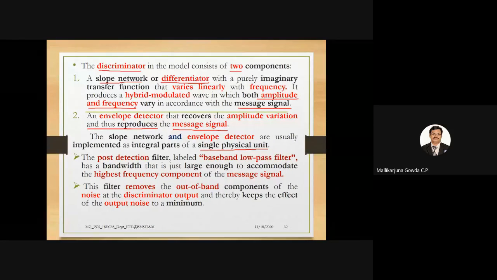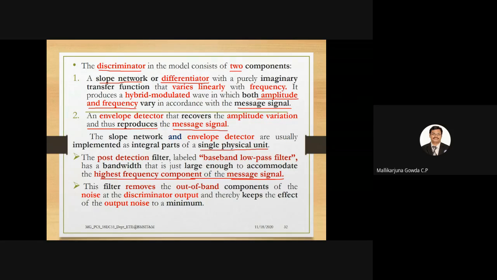We call it a baseband low pass filter, and that filter will have a bandwidth that is large enough to accommodate the highest frequency component of the message signal, meaning its bandwidth is limited to the highest frequency component of the message signal. So this baseband low pass filter will remove the out of band component of the noise, which is present at the discriminator output.